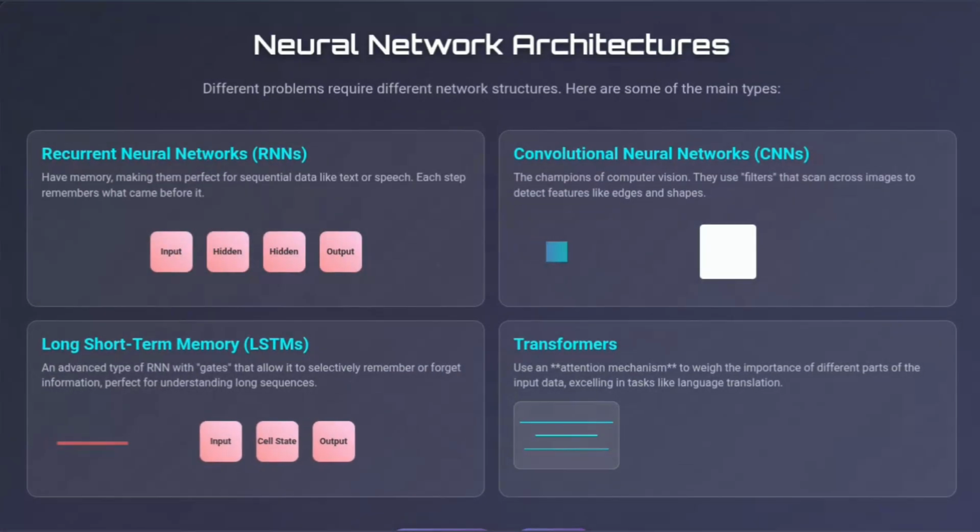Not all neural networks are created equal. Different problems require different architectures, and this is where deep learning really shows its versatility. Let me introduce you to the main types you'll encounter.